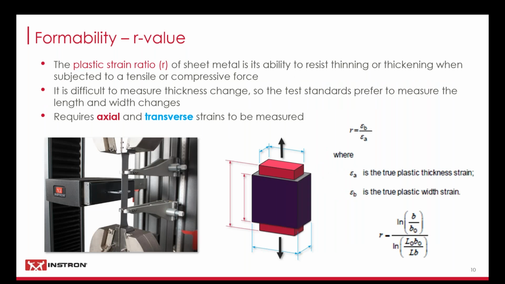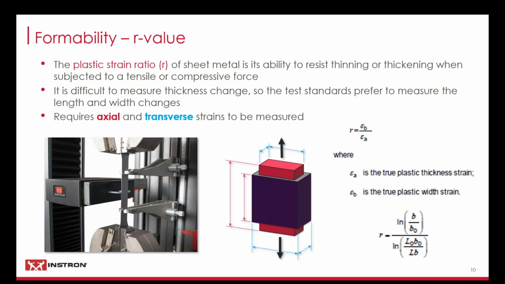And now we're going to focus on R value, which is probably the greater topic of this presentation. It is the plastic strain ratio, and it's the ability to resist thinning or thickening when subjected to a tensile or compressive force. It can be difficult to measure the thickness change of a specimen that is already thin to begin with. So the standards talk about using length and width changes to calculate R value. That does require axial and transverse strains to be measured.